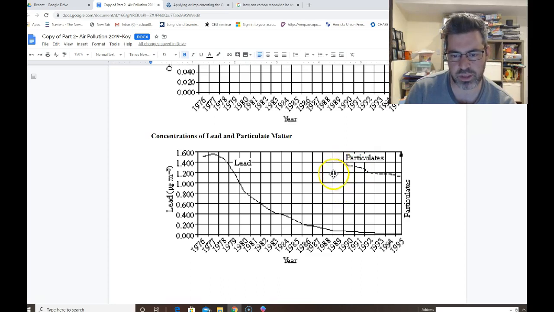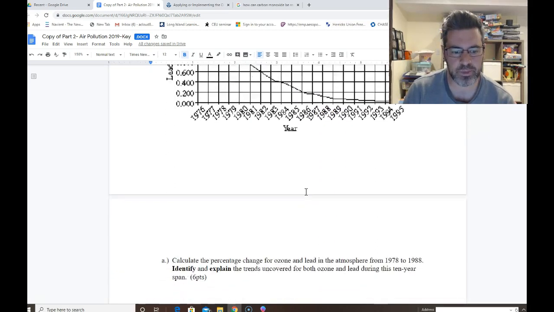Particulates, I guess, were not really measured at this particular city until the late 1980s. And lead levels have gone down precipitously. They're at about 1.5 or so in 1977, 1978, and have dropped off a whole lot ever since. Most likely that's because of the Clean Air Act that was passed in the early 1970s that made leaded gasoline illegal. We'll talk more about that in a little bit. Okay, so let's get into it.